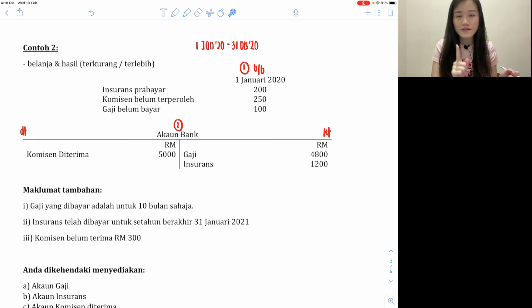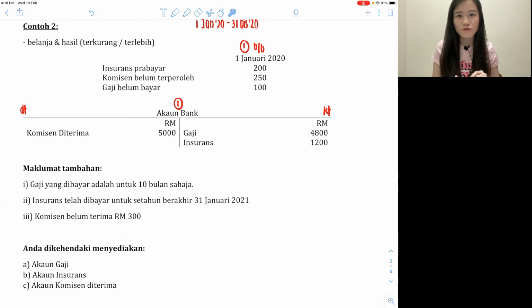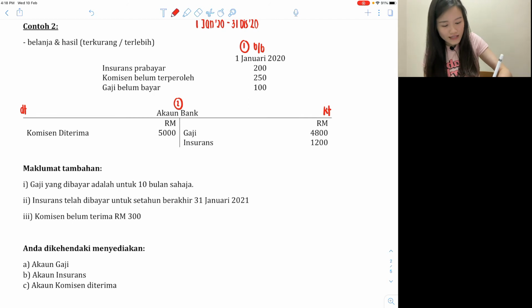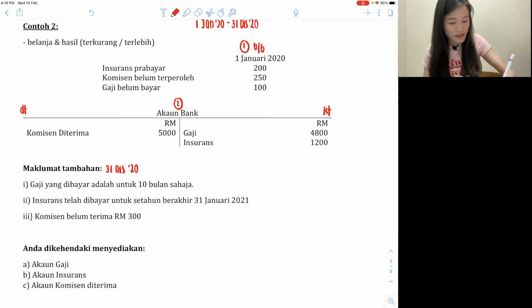Third step, this time, instead of giving you straight, they want you to go and calculate to find them out through your maklumat tambahan. So you guys write down, this one is surely everything in 31st December. So anything you found here as prabayar, belum bayar, belum terperoleh, belum terima will be considered as our third step, baki HB. Third step.